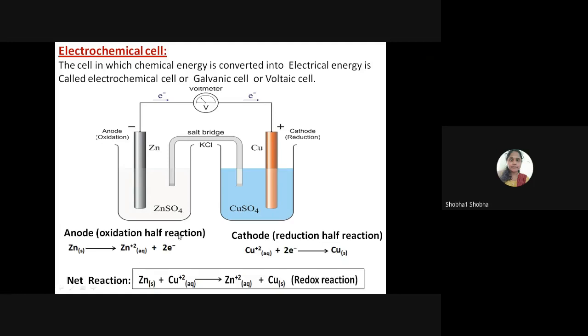Then the full net reaction of this cell is just the addition of these two. When you add these two reactions, the 2 electrons on the product side and the 2 electrons on the reactant side get cancelled, and you get the net reaction of the cell. This is nothing but my redox reaction.